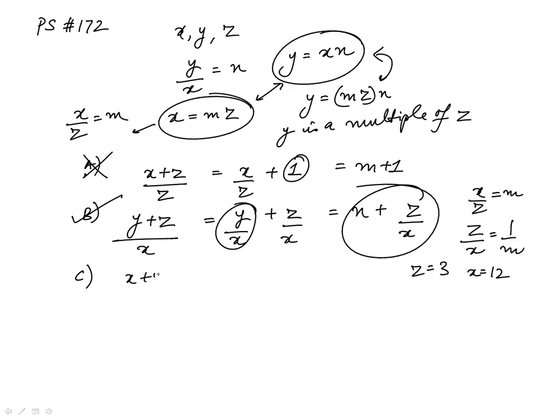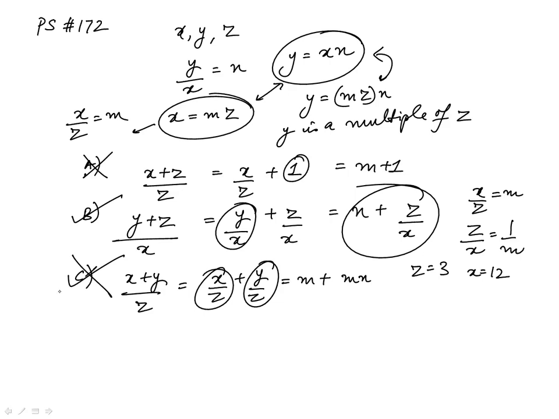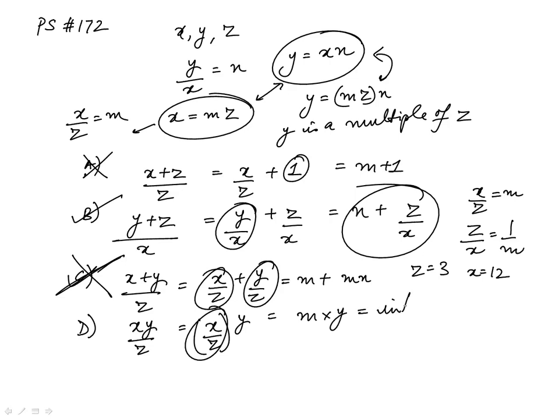C is x plus y over z, and that becomes x over z plus y over z, and we found that x over z is some integer m, and we found that y is a multiple of z, so that's m times n, so that's an integer. So C is out, meaning we're looking for the ones that are not integer. And then D would be xy over z. And since we know that x over z is an integer, this becomes an integer times y, which is an integer. So choice D is out.